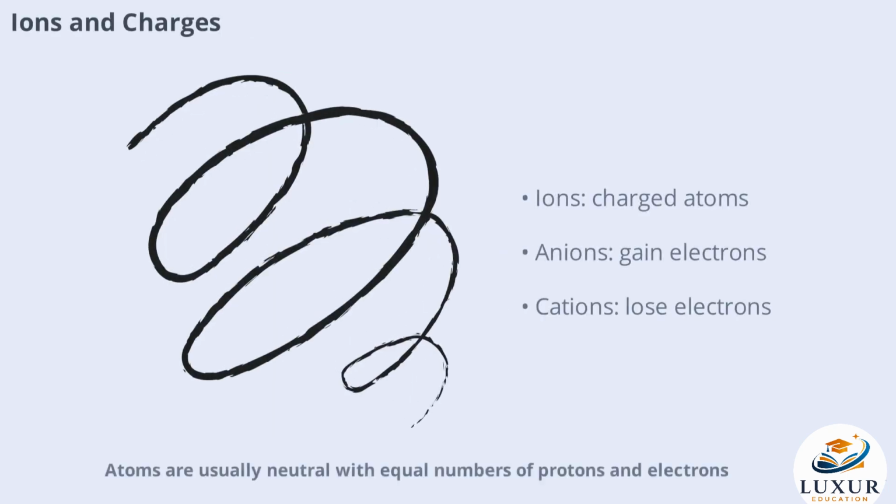Atoms are usually neutral with equal numbers of protons and electrons, but if an atom gains or loses electrons, it becomes charged and is called an ion. If it gains electrons, it becomes a negatively charged anion. If it loses electrons, it becomes a positively charged cation. Ions are crucial in chemistry because they're involved in many reactions, especially those that happen in solutions. The periodic table helps us predict which elements are likely to form ions and what charges they'll have.